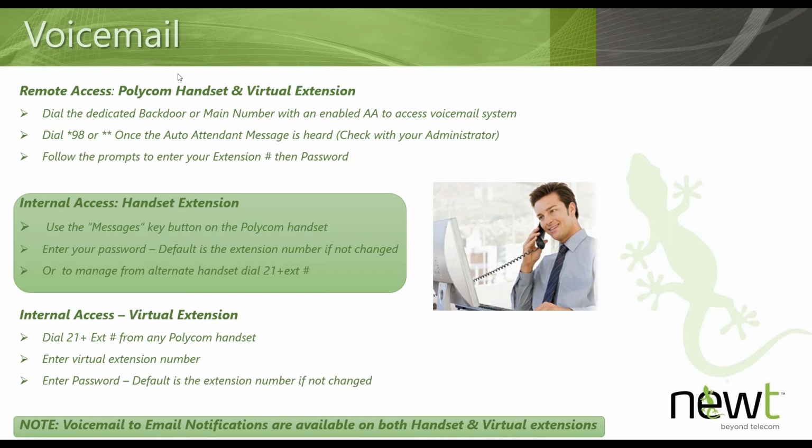The second is internal access. As I alluded to earlier, you can press the little envelope or messages key or access your voicemail through the messages function on the Polycom or GrandStream handset, which will allow you to just press that button and enter your password, and it will prompt you. Now, internal access, if you're in the office, if you're using a mobile device, which is the Newt mobile application, you will be able to dial 21 plus your 3-digit or 4-digit extension.